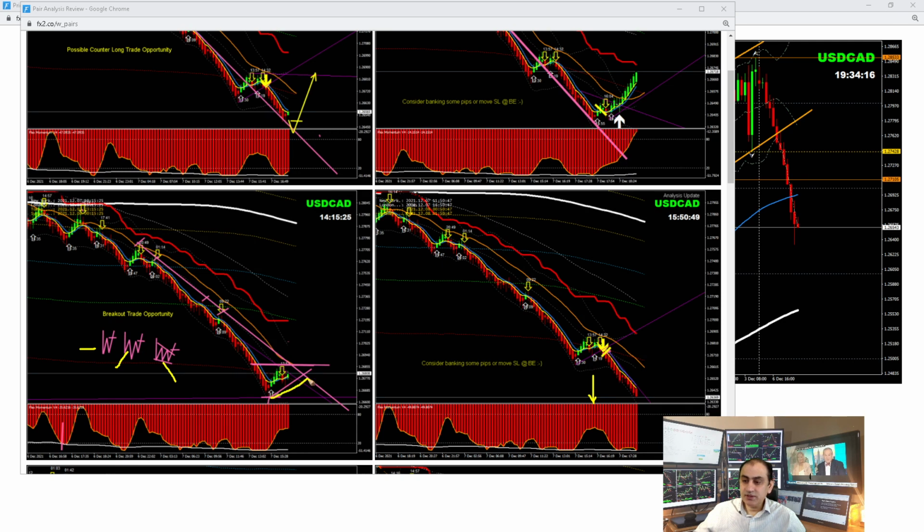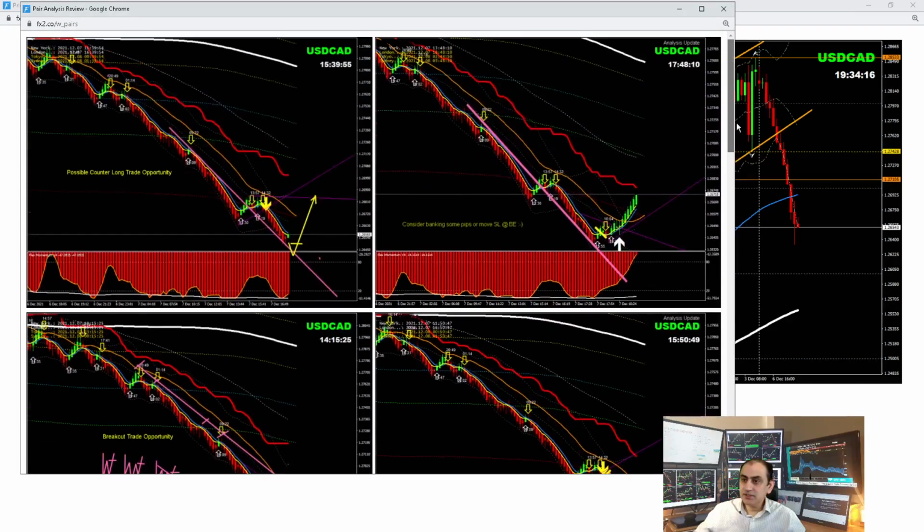As you can see here, we have another wedge breakout. Beautiful. As you can see, even an arrow appears. So we had another beautiful breakout short trade here. As soon as the price hit this level, and that's what I explained to my trader, it's time to bank some profit and look for a counter trade at this level, which I explained to my trader.